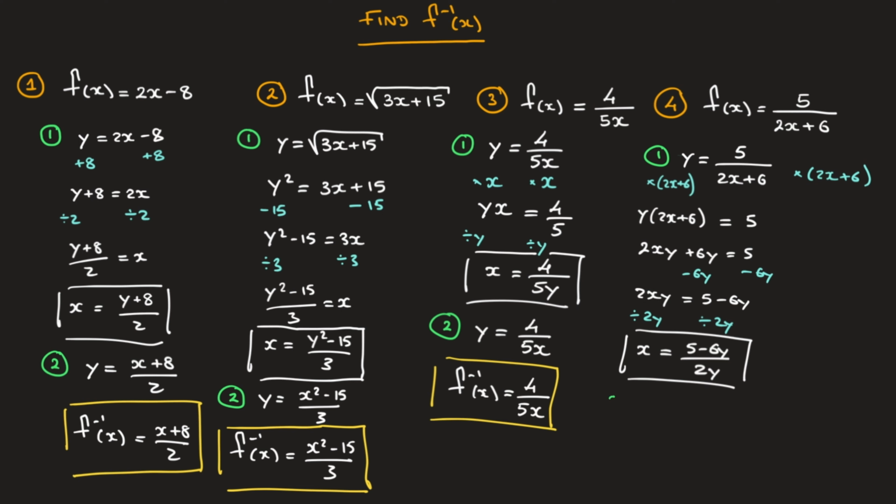Finally, I move on to step 2, in which I swap the x and the y, and I define the inverse function. So swapping x and y, we have y equals (5 minus 6x) over 2x, and now I can state that the inverse function is equal to (5 minus 6x) over 2x. And that's the answer. And there we go. That's it for this video, in which I showed you 4 examples on how to find the inverse function.